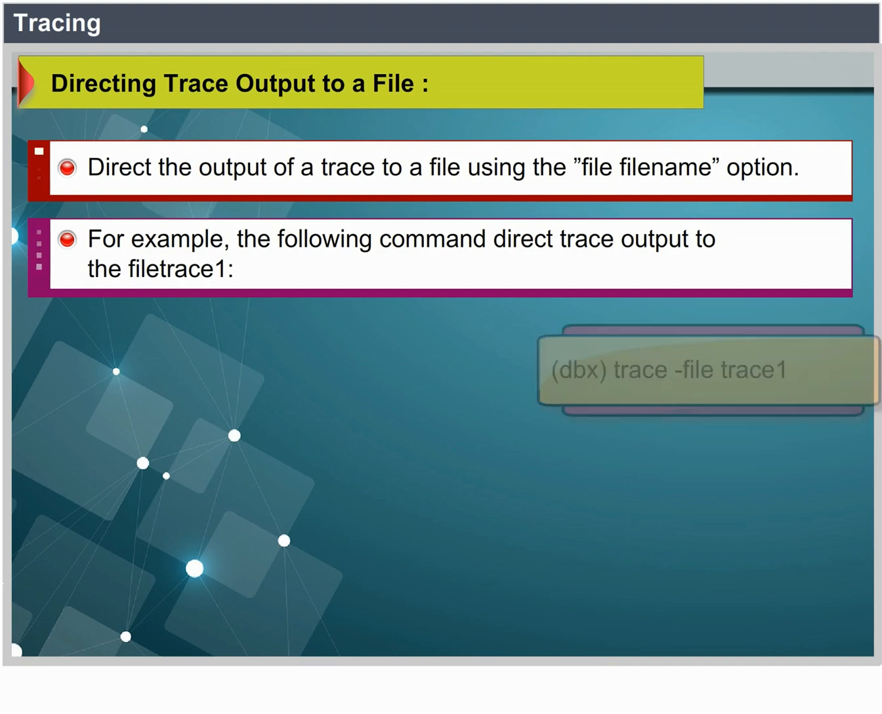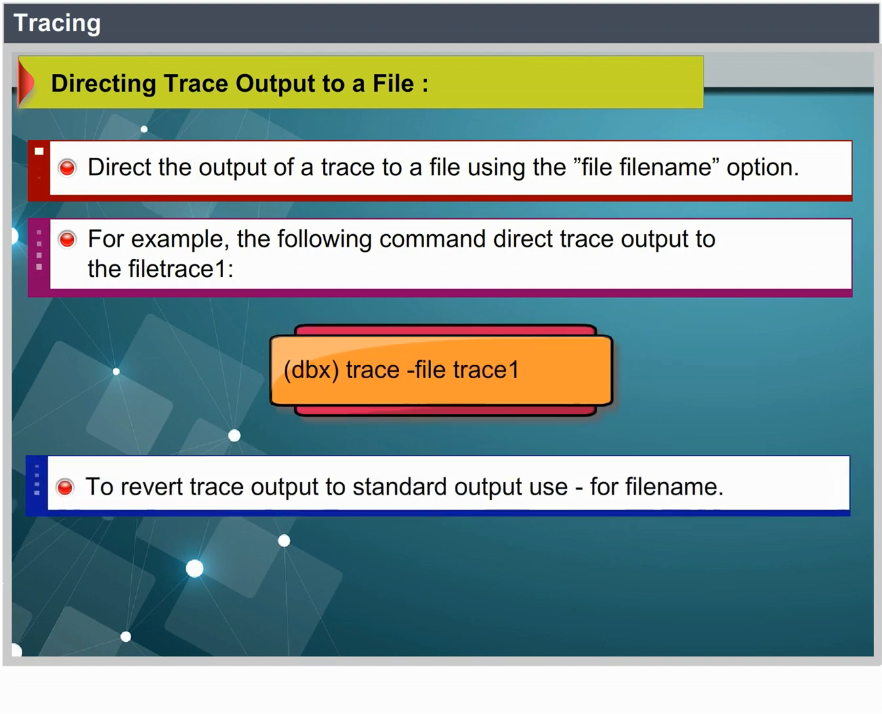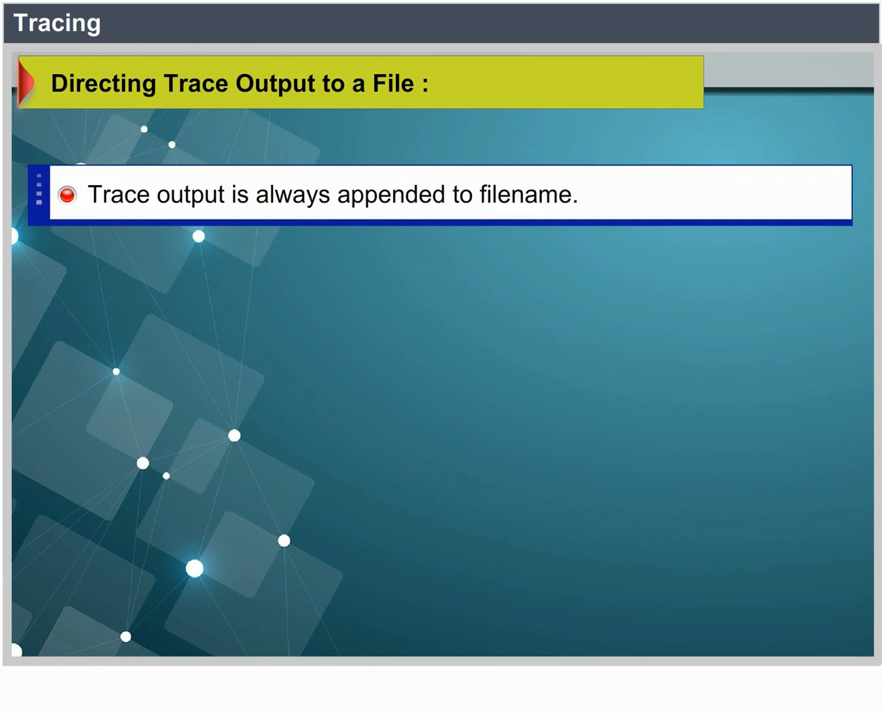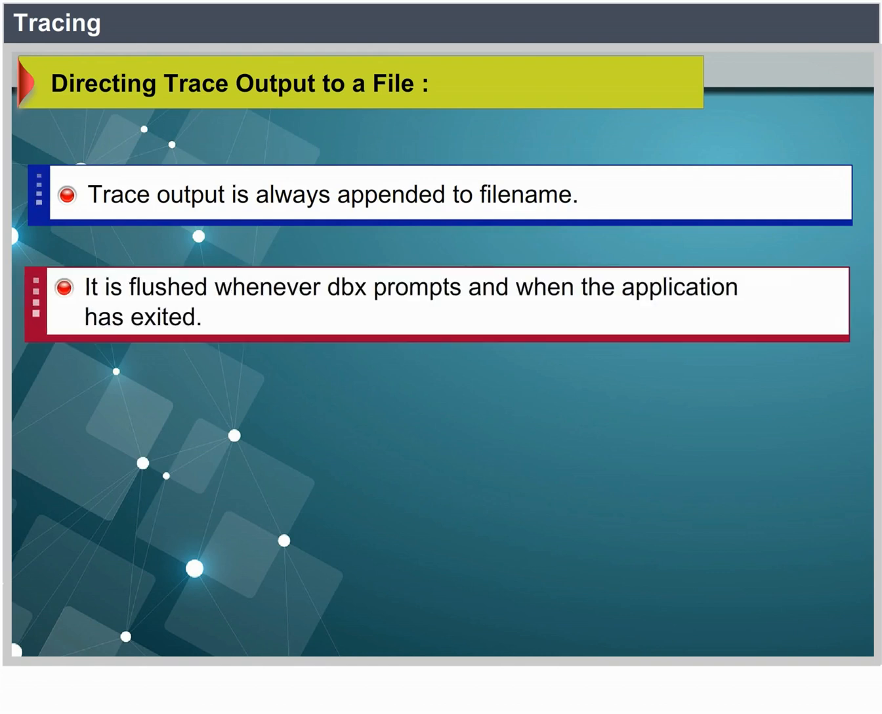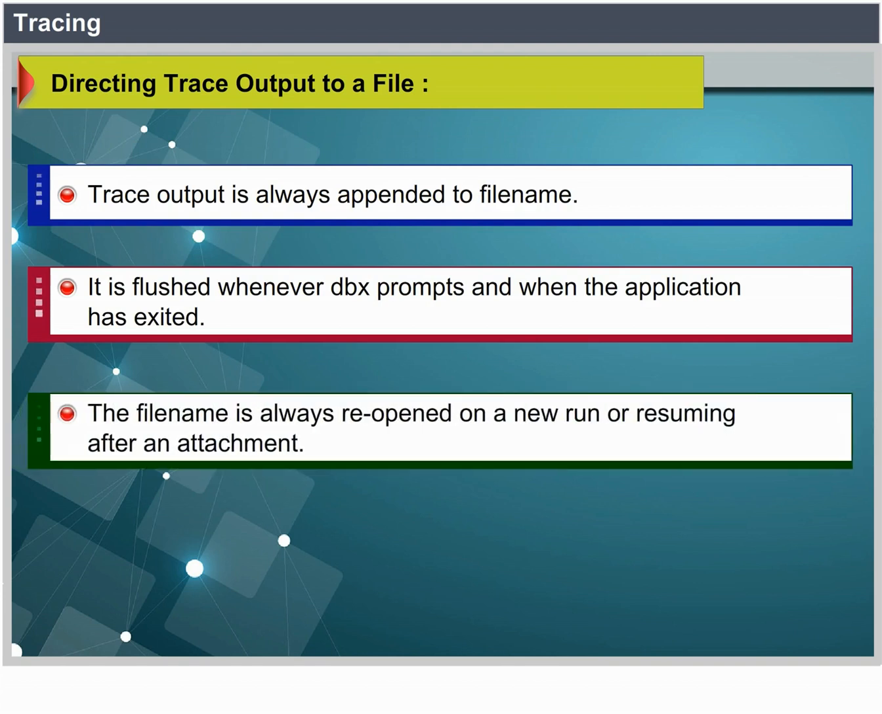dbx trace file trace1. To revert trace output to standard output, use stdout for file name. Trace output is always appended to file name. It is flushed whenever dbx prompts and when the application has exited. The file name is always reopened on a new run or resumption after each attach.